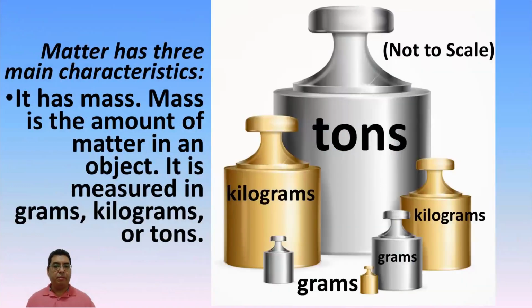Matter has three main characteristics. It has mass. Mass is the amount of matter in an object. It is measured in grams, kilograms, or tons. And I just tried to give you some idea of just how large grams, kilograms, and tons are. Of course, this is not to scale.